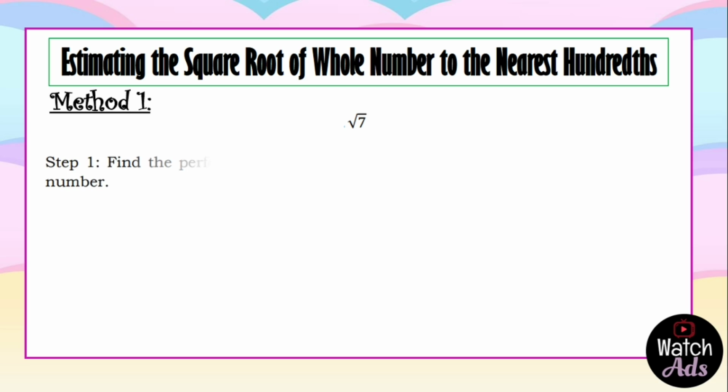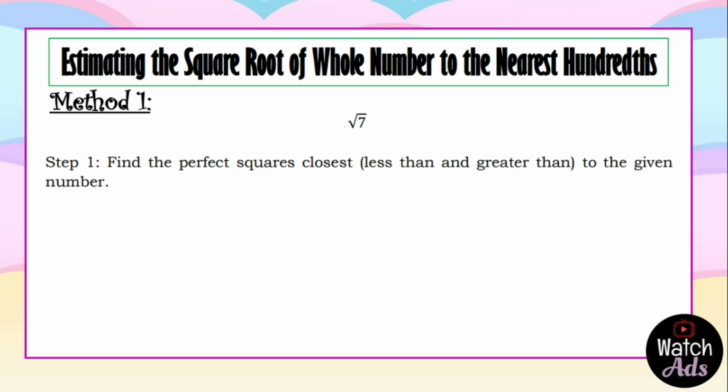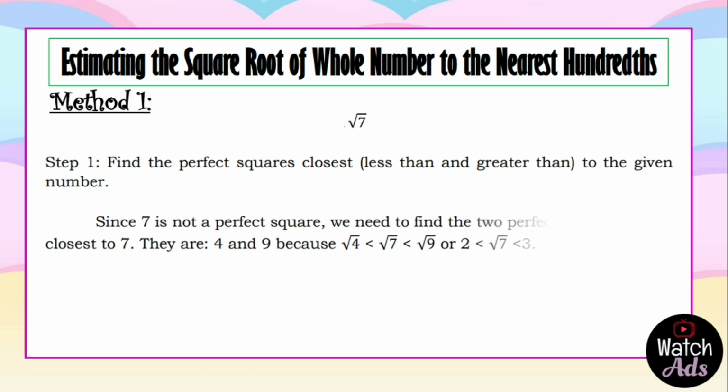Example is the square root of 7. For step 1, find the perfect squares closest, less than or greater than, to the given number. Since 7 is not a perfect square, we need to find the 2 perfect squares that are closest to 7.